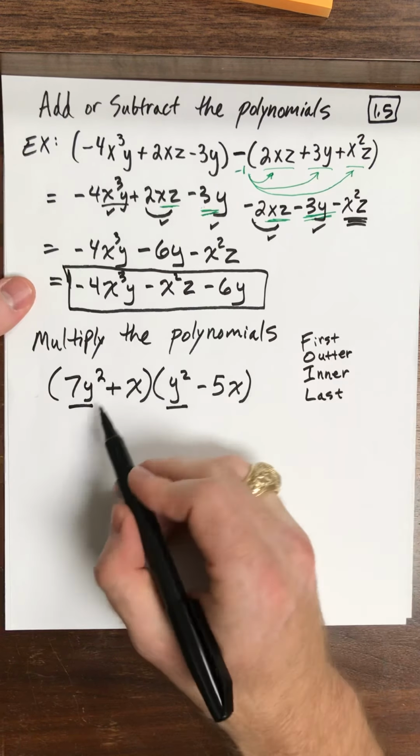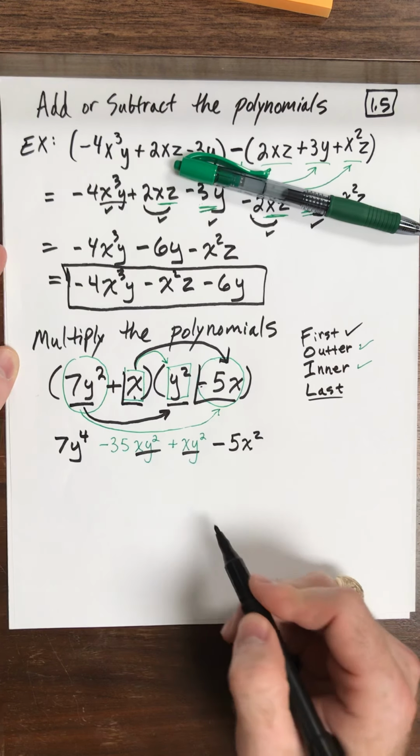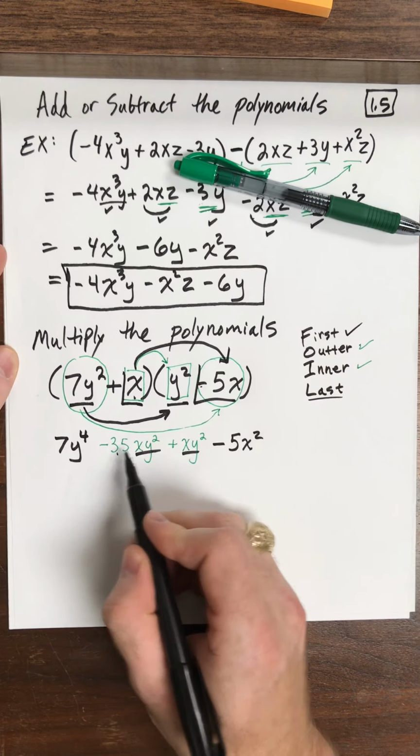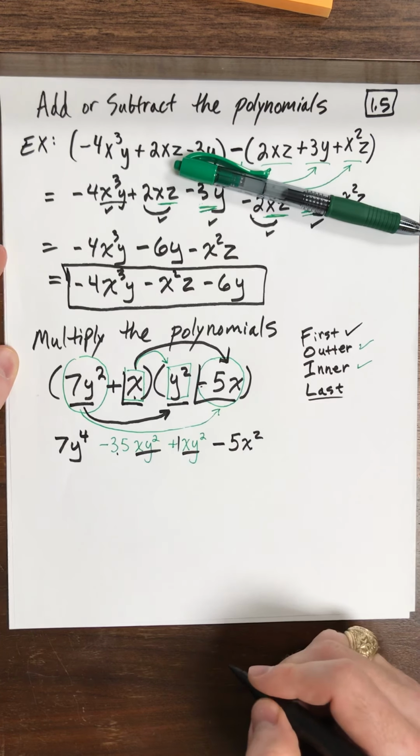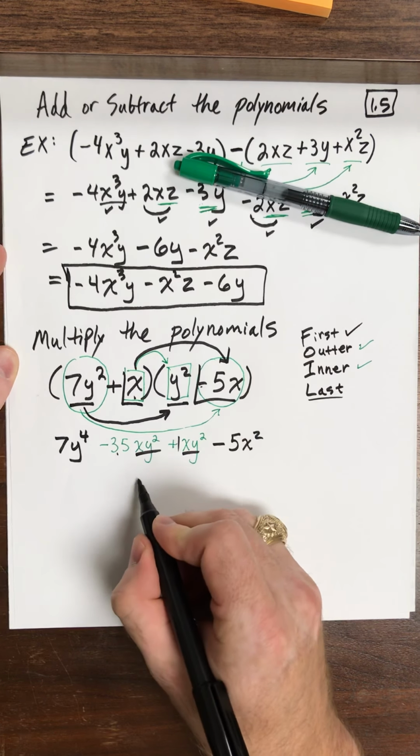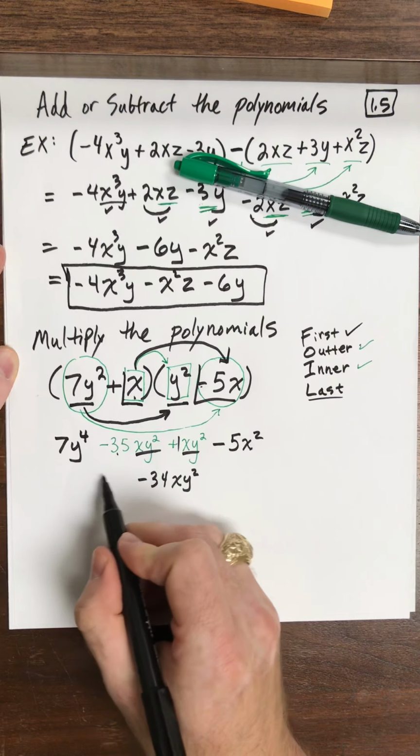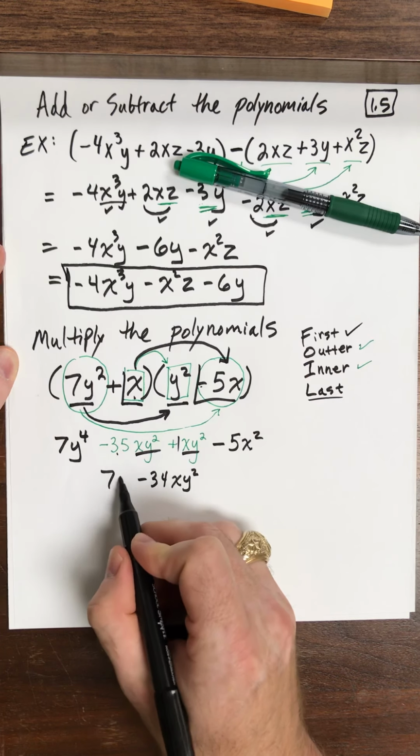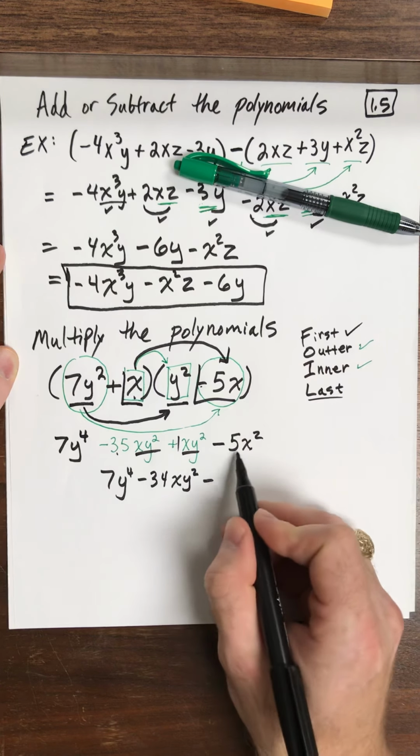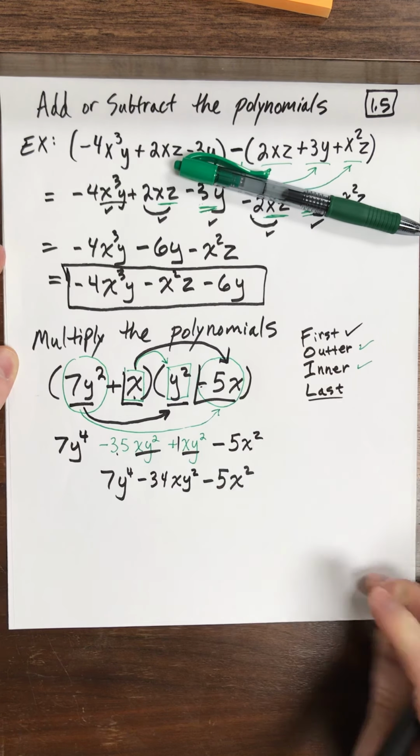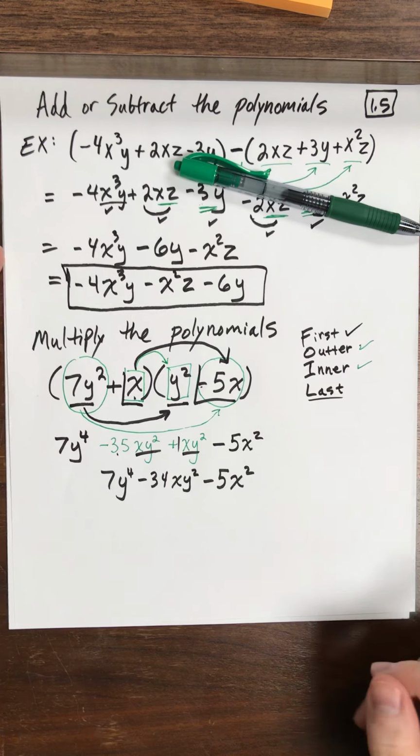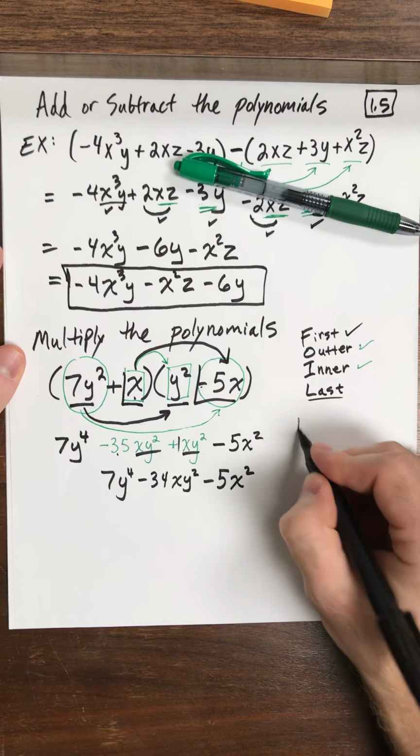Okay, so when I look at this, I think, okay, is there anything I can combine? The y to the fourth and x squared, can't do anything with that. But if I look at these middle terms, xy squared and xy squared, I've got negative 35 of those, and I actually have one of these. So when I combine these two, I'm going to get negative 34xy squared. Okay, and then I need to add on these terms. Don't forget about your 7y to the fourth, and also your negative 5x squared. Okay, all right, so that's the FOIL, also known as double distribute.